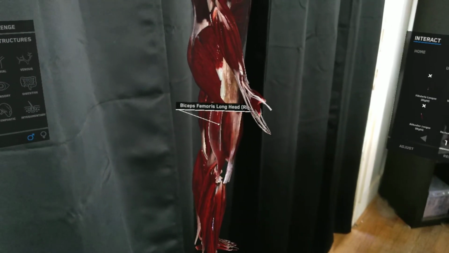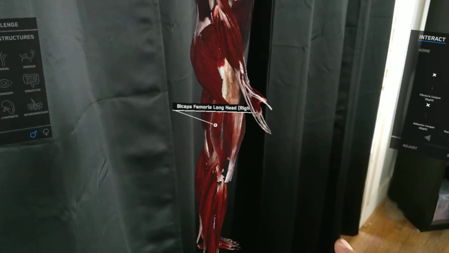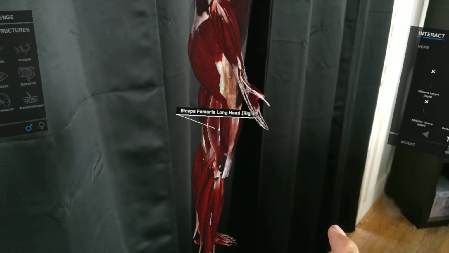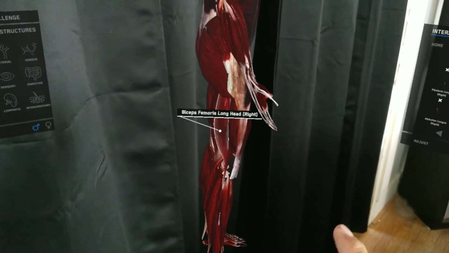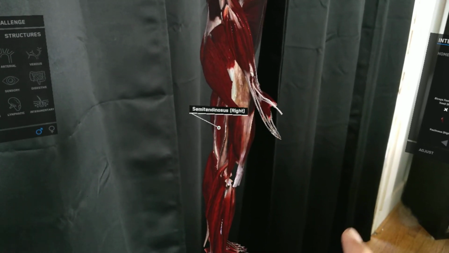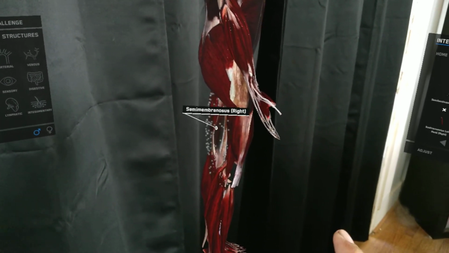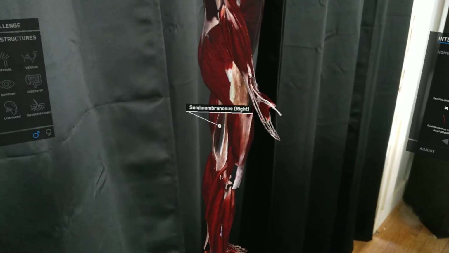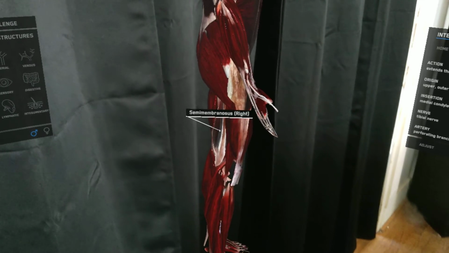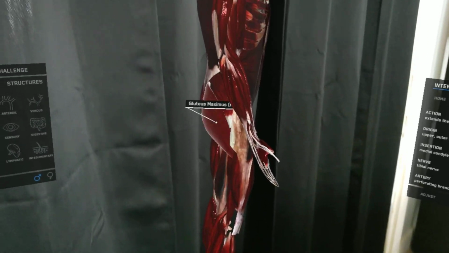At the back of the thigh, you have the hamstrings. You have the biceps femoris long head, and then you have the semitendinosus and the semimembranosus. So these three make up your hamstring: biceps femoris, semimembranosus, and semitendinosus.